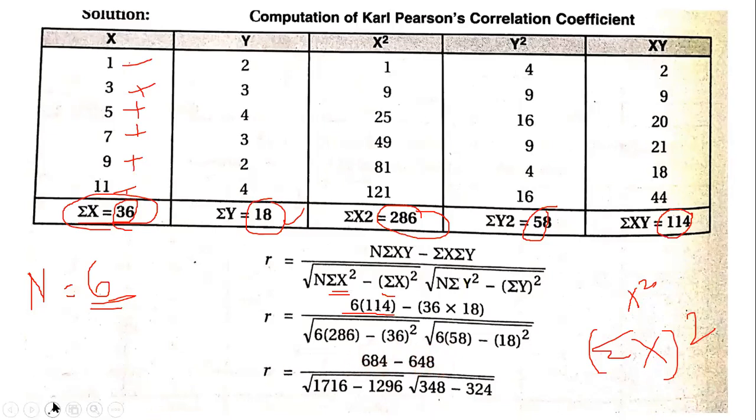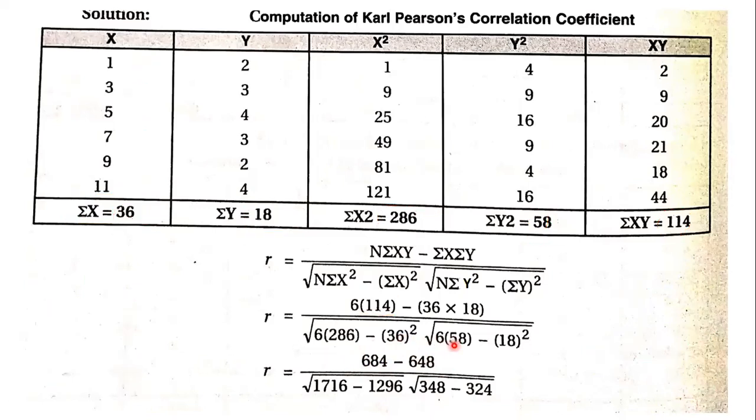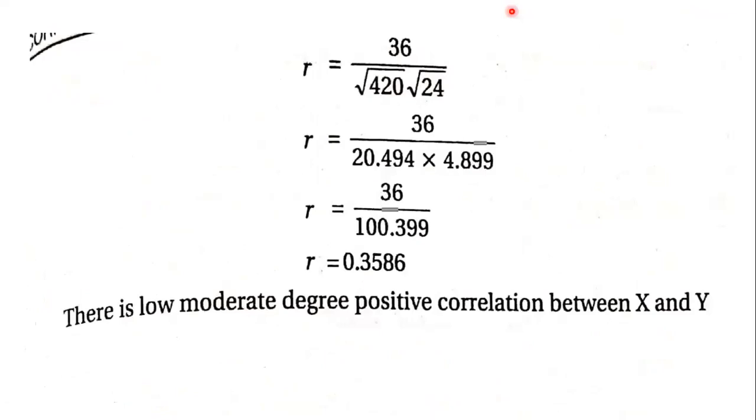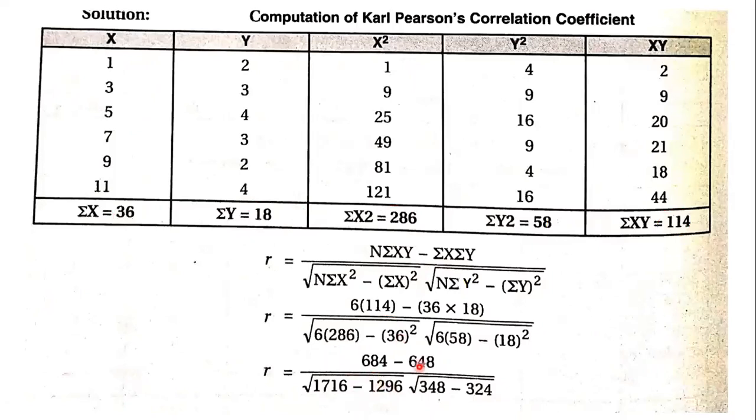684 minus 648, you're supposed to subtract these two numbers. Let us see what is the answer we get. We get 36. Okay, 684 minus 648, we get 36.